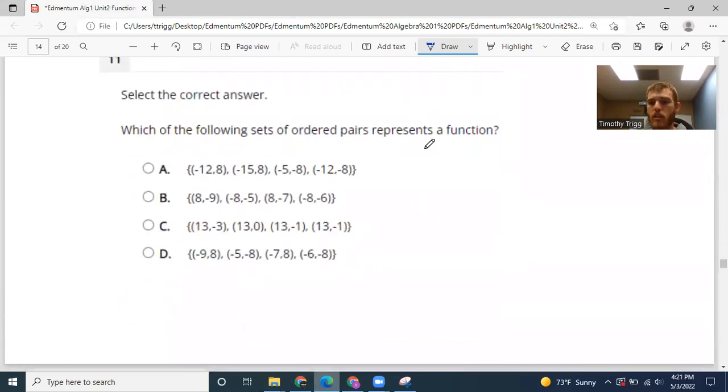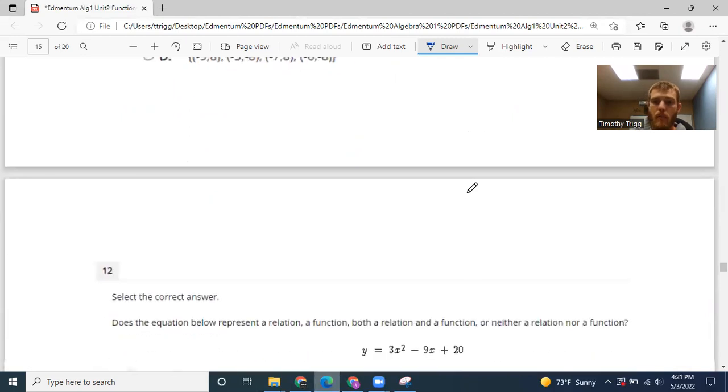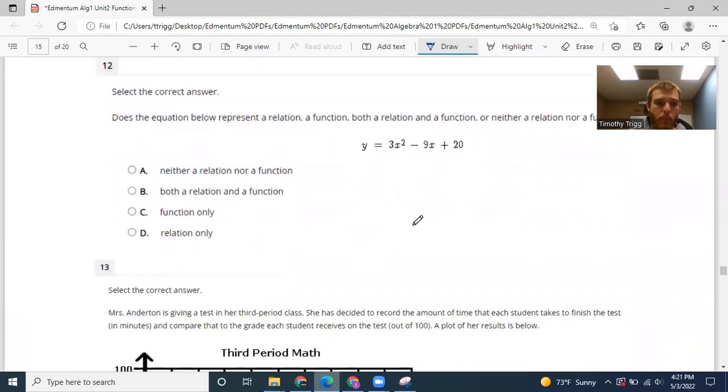Which of these ordered pairs is a function? Again, if you see B here, you see how 8 is repeated. So that means this is not a function. So figure out which of these is a function. Okay, remember the input should not repeat.